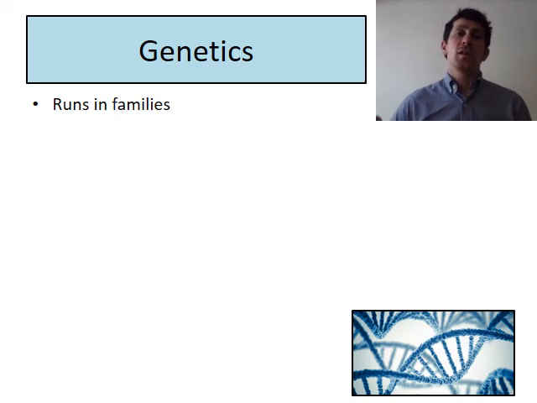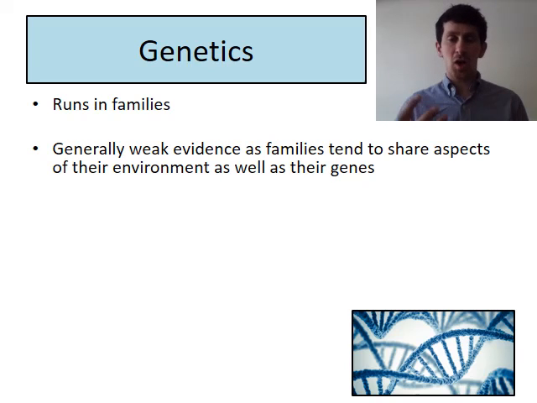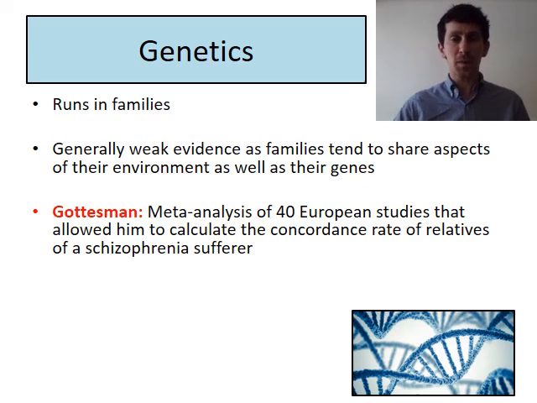The genetic explanation suggests that schizophrenia runs in families. It's a really hard thing to get evidence for because families tend to share aspects of their environment, so it's really hard to distinguish whether it is a genetic cause or an environmental or social cause when we're looking at genetic studies. There is one very famous study in this area, and if you're going to talk about genetics in an essay or an answer, you want to bring in Gottesman's study.